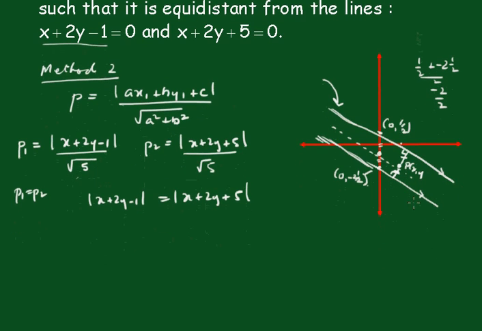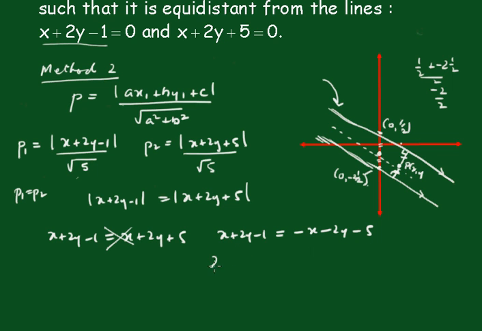Now, there's two ways you can do this. You can have x plus 2y minus 1 equals x plus 2y plus 5, removing the absolute value signs. But as you can see from that, you get minus 1 equals 5, so that's no good. The reason is that there's the distance that way, and you're going in the opposite direction to get the other distance. So what you have to do is go x plus 2y minus 1 equals minus x minus 2y minus 5.